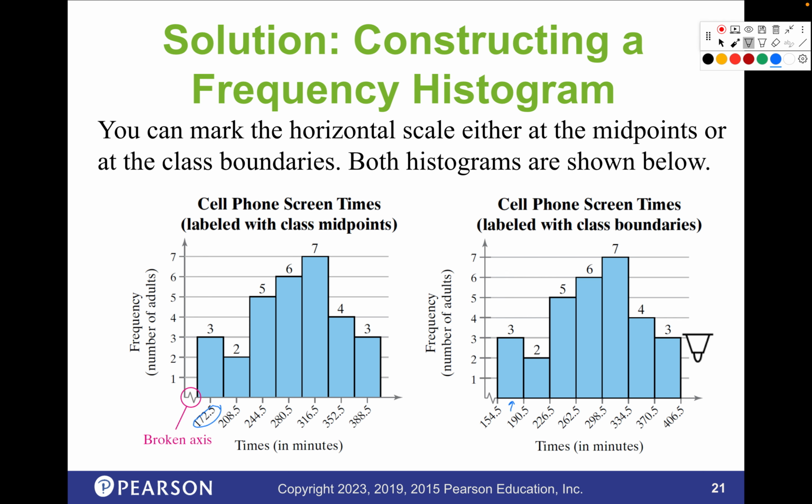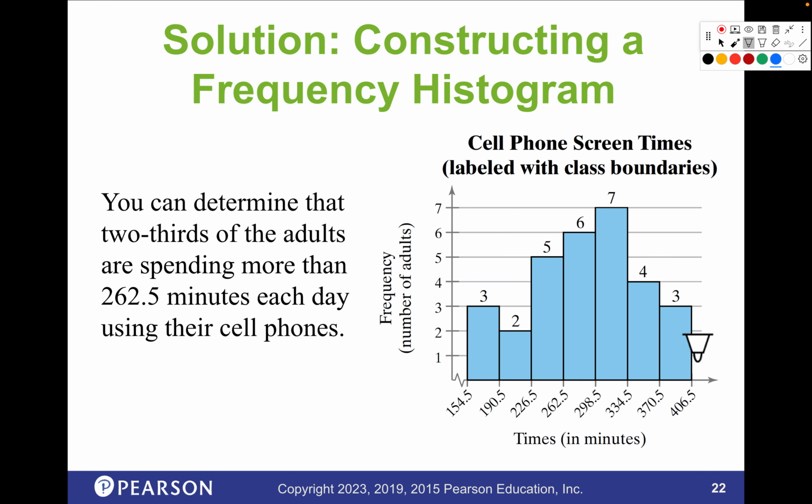Okay, so this is a frequency histogram. And again, you could see some things. Yeah, it looks like 2/3 of the adults are spending more than 262 minutes. So we got 262. You can kind of visually see, yeah, there's a lot more than that.